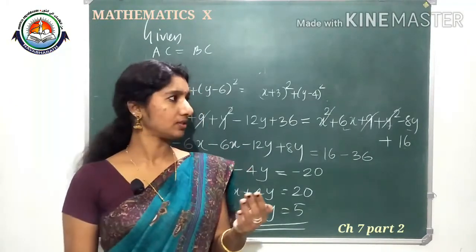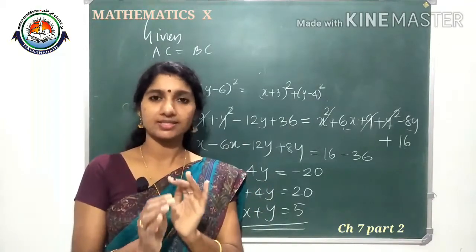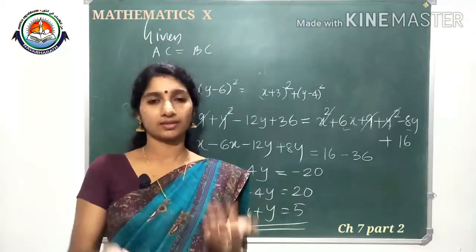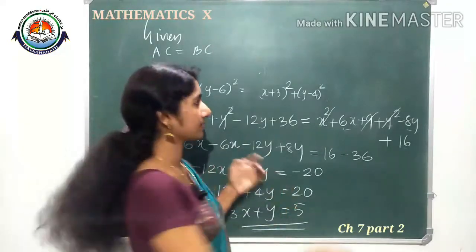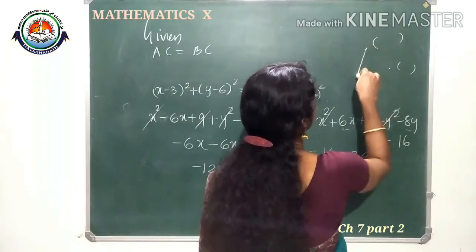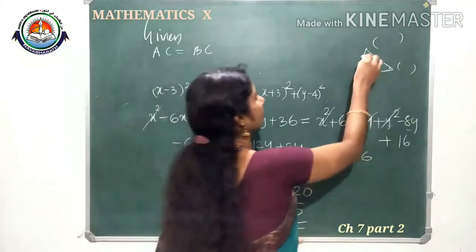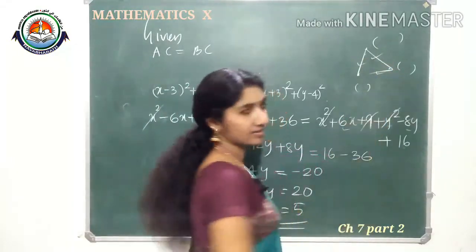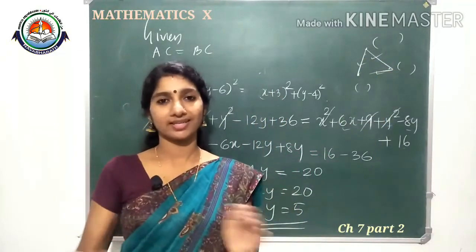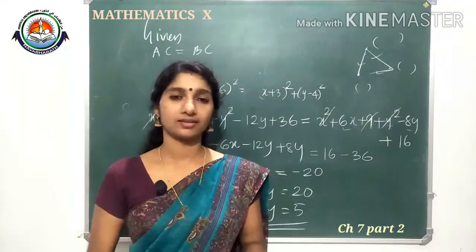And one more, some more types of questions will be asked. Basic concept is the distance formula only. The questions may come, 3 vertices will be given, some points. We need to prove it's an equilateral triangle. What will we do? We will find the length of this side, this side, this side, 3 sides. If we are getting all 3 sides equal, we can say that it is an equilateral triangle.